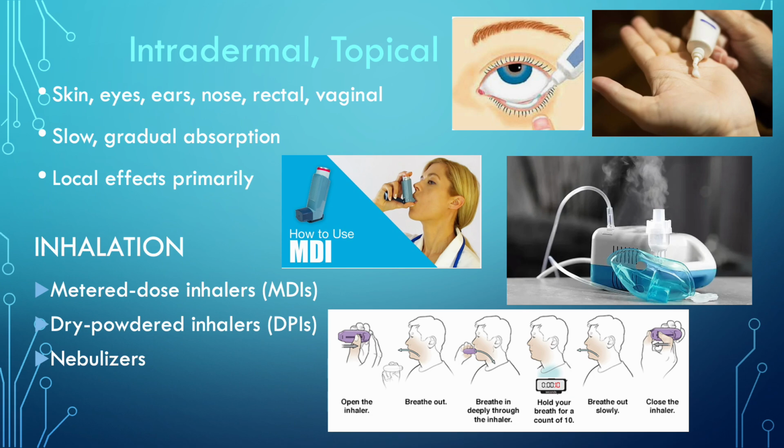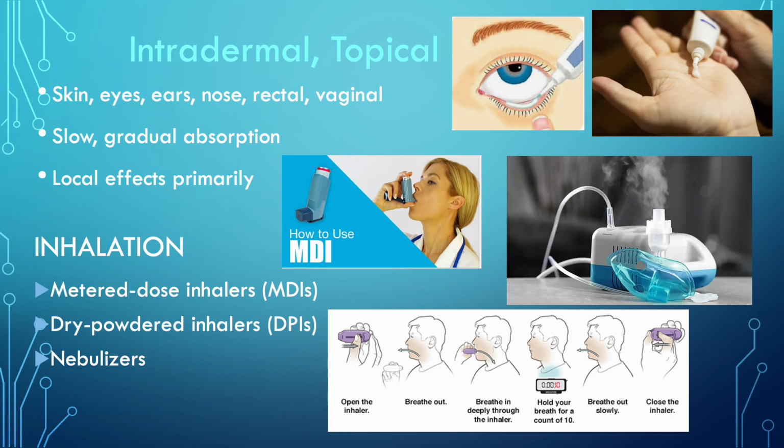For my visual learners, here's some more information about intradermal and topical medications. Those are the ones that can go through our skin, our eyes, our ears, our nose, through our rectum and vagina. They have a slow, gradual absorption through those mucous membranes first before they can get into the circulation. They act locally a lot of times.